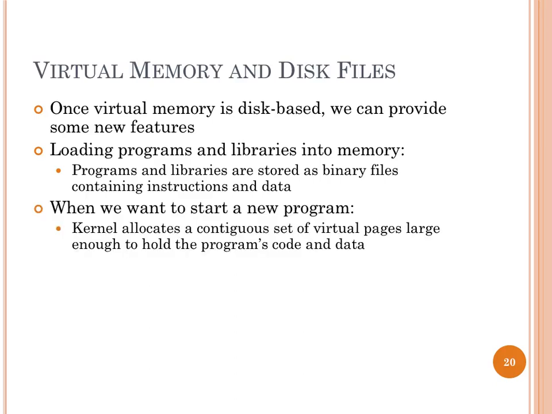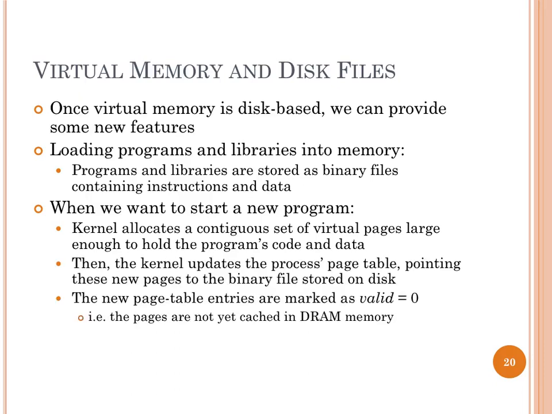Okay? So we start a new program. The kernel will simply allocate a set of contiguous virtual pages. So it's going to update the page table saying, here are some page table entries. But it doesn't have to map those into physical frames yet. It can use a demand-driven approach. And so it can go ahead and map those virtual page table entries to the parts of the file that correspond to the data that should be loaded.